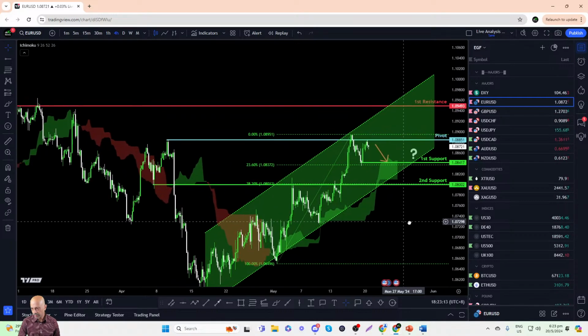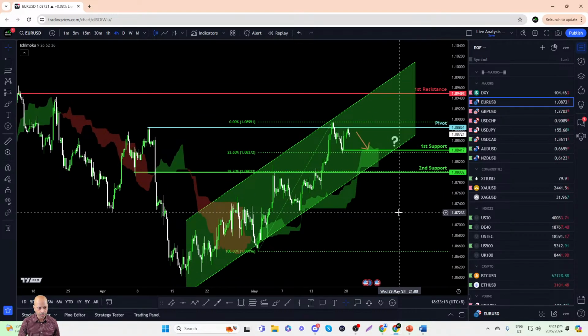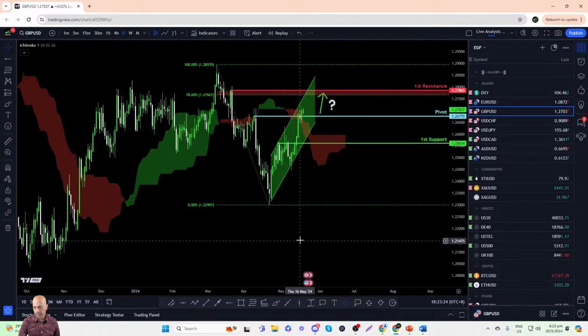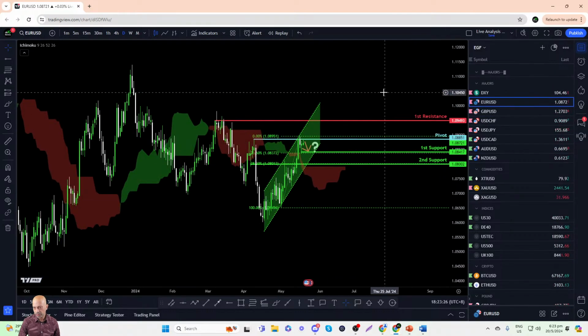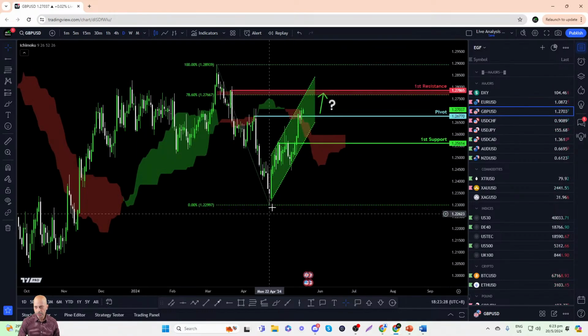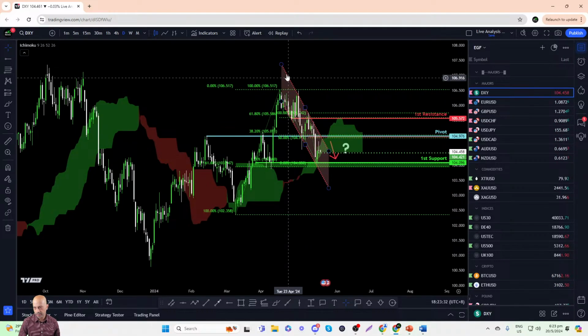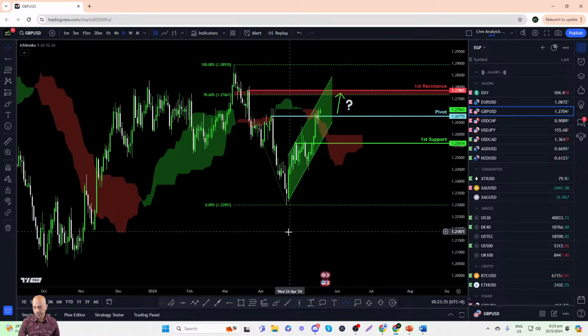Right, okay, so these are the key levels for the euro. Let's wrap up with the pound. Similarly, of course, if the euro is in a strong bullish uptrend, the pound is likely to follow suit as well, right? Especially with the dollar index in the bearish channel.